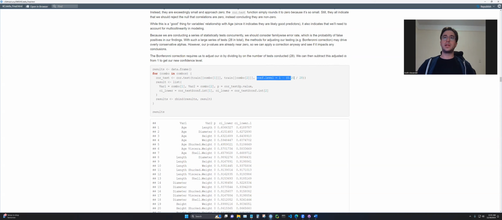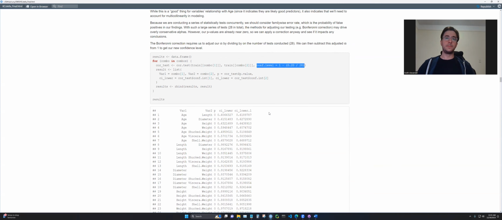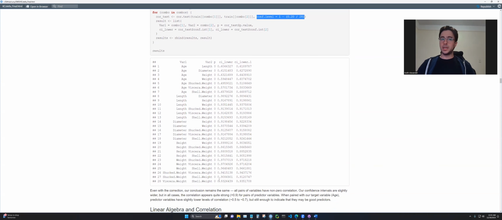We see that we're now taking an adjusted alpha as our confidence level. And again, the p-value remains unchanged. We still conclude that the correlation for all of these is not zero, but we do see that our confidence intervals for the true correlation are a little bit different. They're a bit wider given our higher confidence level now with the adjusted Bonferroni correction.